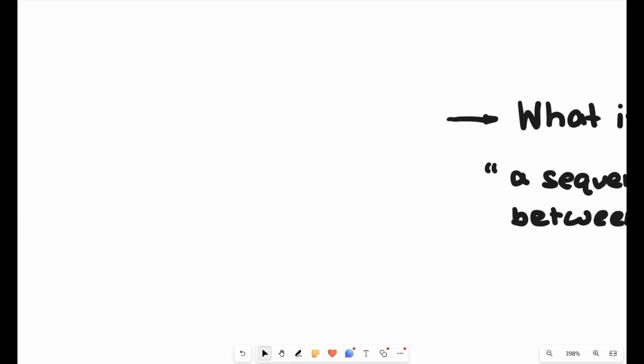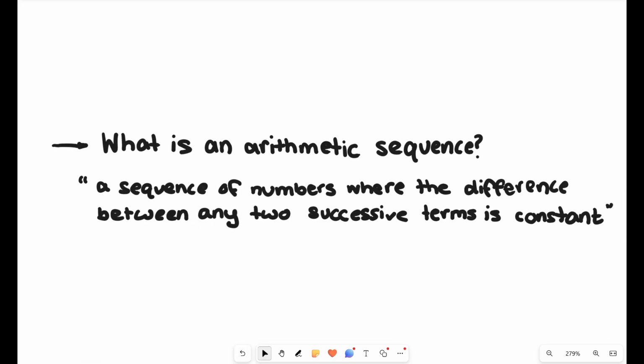So firstly, let's look at what an arithmetic sequence actually is. It can be defined as a sequence of numbers where the difference between any two successive terms is constant. That basically means that any two terms within the arithmetic sequence that follow each other, defined as successive, have a difference between them that remains constant throughout the entire arithmetic sequence.